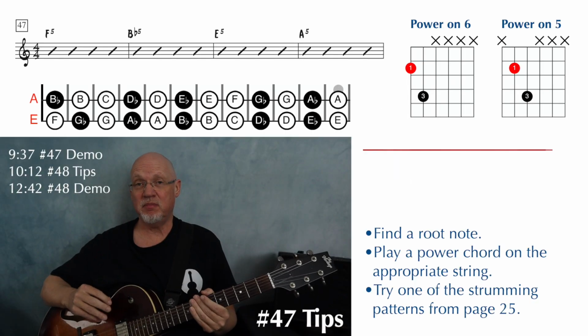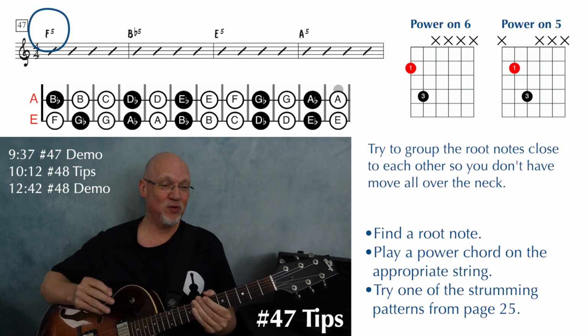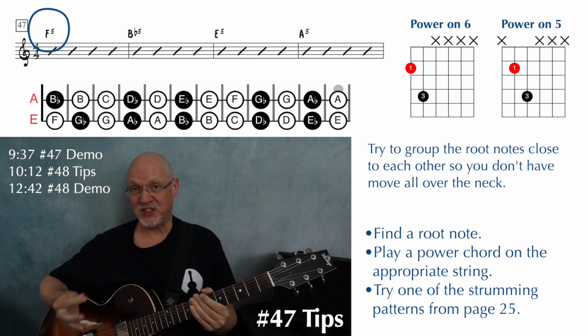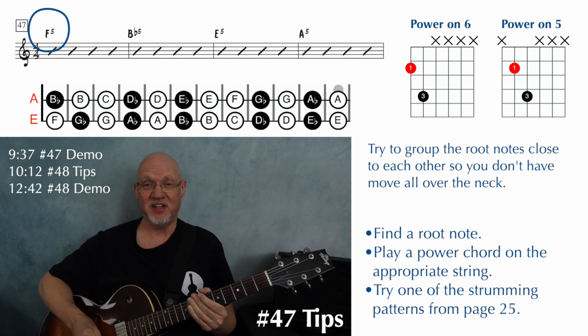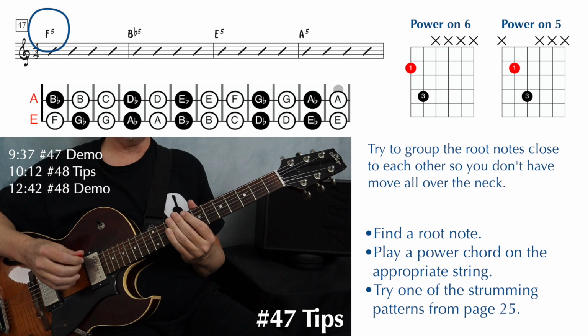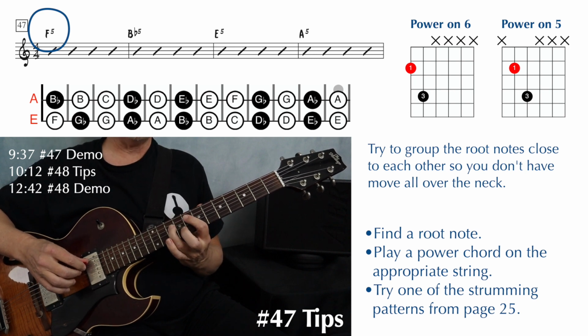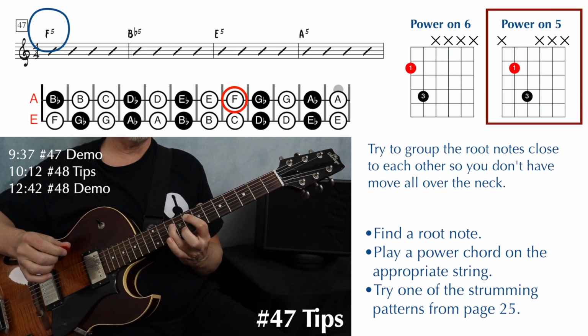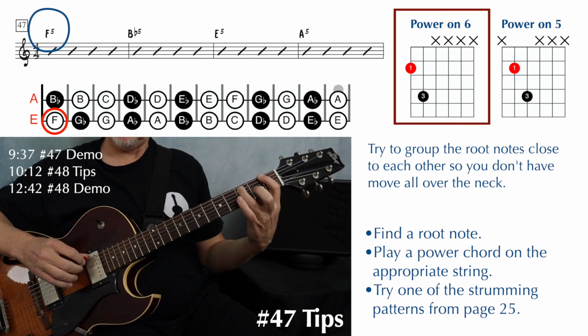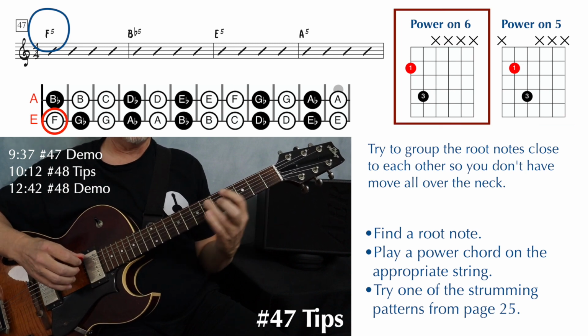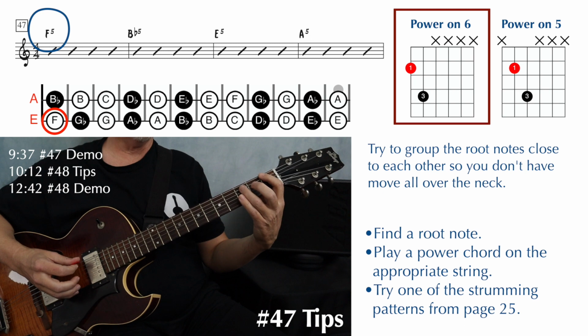Number 47 begins with an F5. Now in number 46, we talked about which F5 to play. We need to make that decision in this one as well. In number 46, I talked about how you could play your F5 with the root on string 5, fret 8, or string 6, fret 1. And you could do either one, but I chose the lower one.